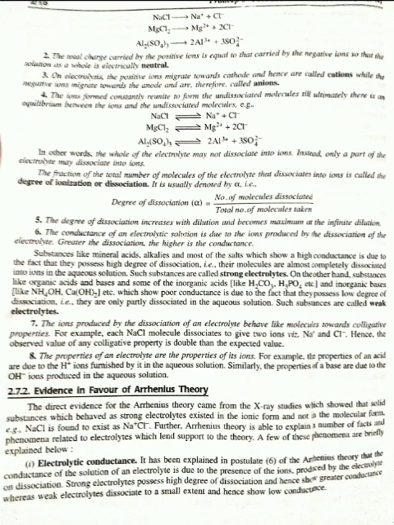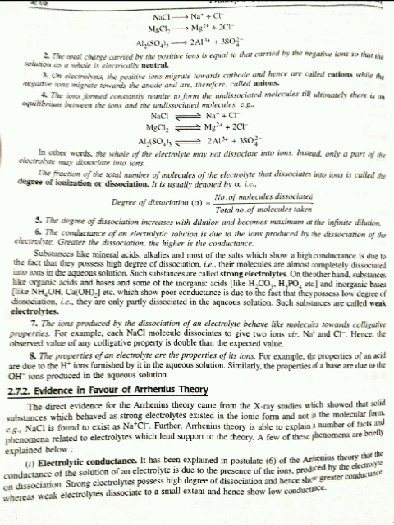Eighth, the properties of an electrolyte are the properties of its ions. For example, the properties of an acid are due to the H+ ions furnished by it in the aqueous solution. Similarly, the properties of a base are due to the OH- ions produced in the aqueous solution. Next, heading 2.7.2, Evidence in favor of Arrhenius theory. The direct evidence for the Arrhenius theory came from X-ray studies, which showed that solid substances which behaved as strong electrolytes existed in the ionic form and not in the molecular form. Example, NaCl is found to exist as Na+, Cl-.